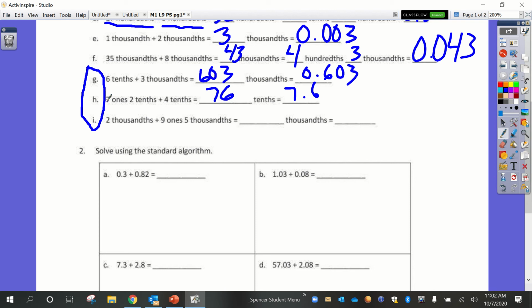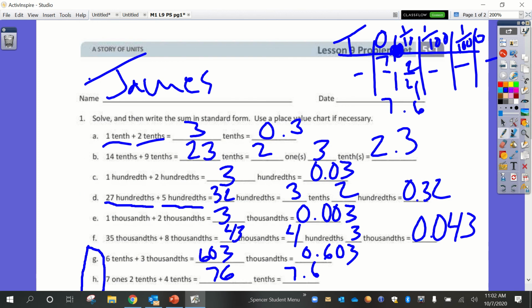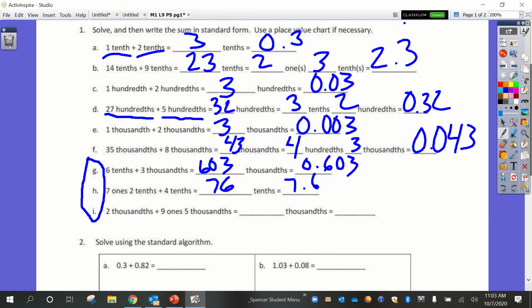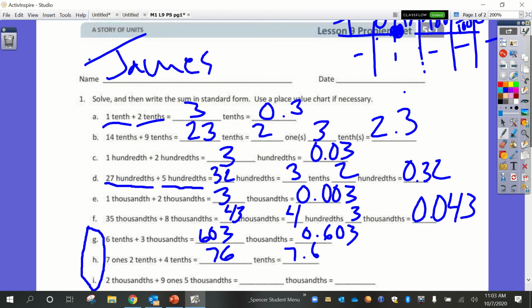All right, so 2 thousandths plus 9 ones and 5 thousandths. So again, let's go back to our place value chart. Let me erase these real quick. Erase the tenths. Now let's go back and see, what did they want? Sorry about that, guys. That was probably annoying for you.